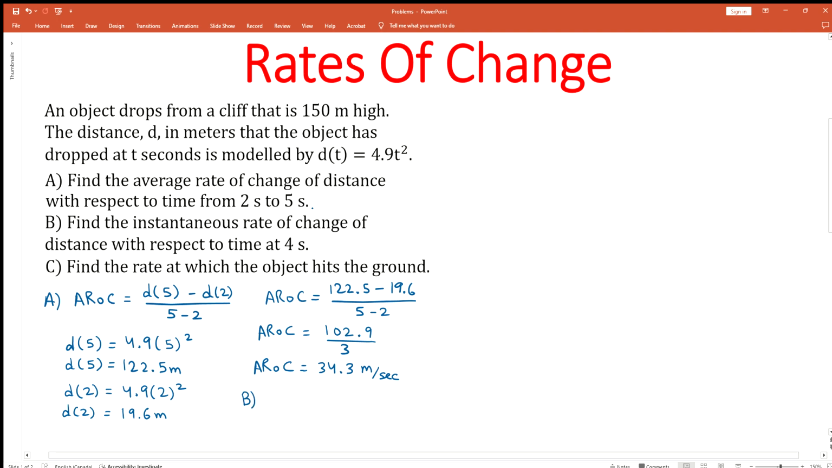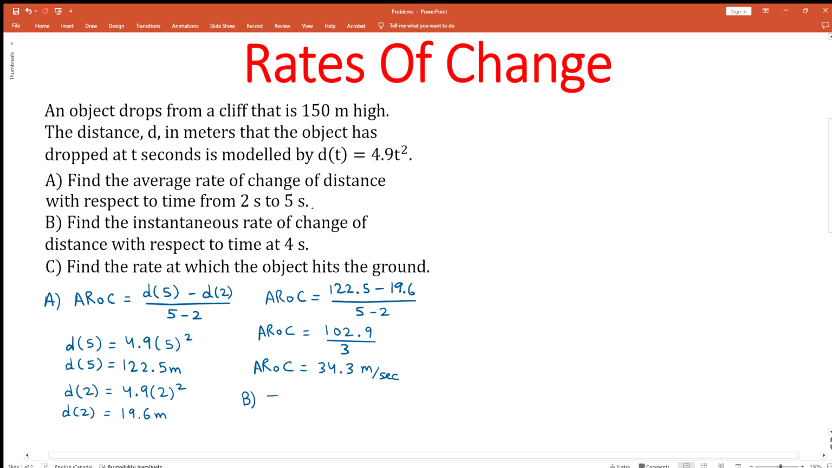Find the instantaneous rate of change of distance with respect to time at 4 seconds. Instantaneous rate of change represents the slope of the tangent line at a given point on the function. In this case, we have to find the instantaneous rate of change for the given distance function at 4 seconds. Since instantaneous rate of change is the slope of the tangent line to the function, we should find the derivative of the given function d(t) because the derivative of the function represents the slope of the tangent line to the function. This is a very important concept we need to understand and memorize.